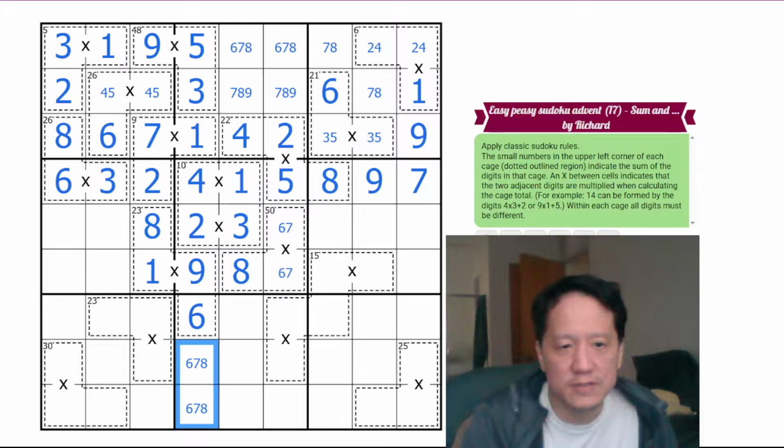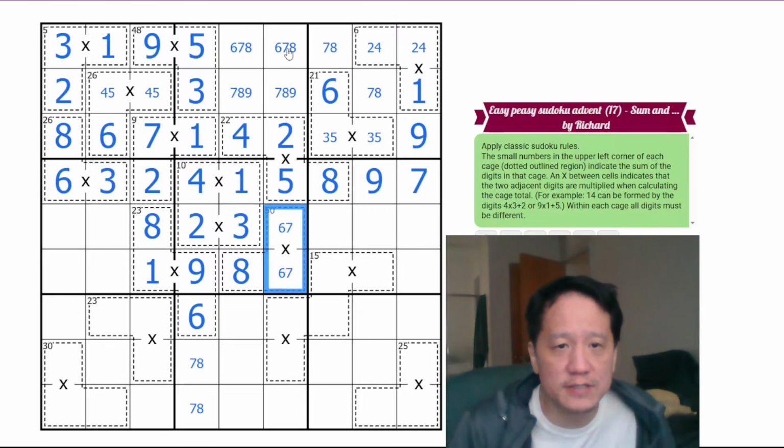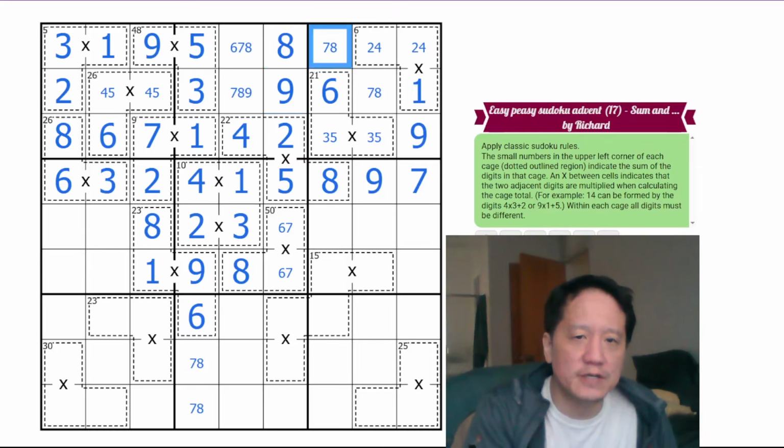So this cannot be 6 here. 6 and 7 eliminates 6 and 7 in the rest of the column. So this can't be 6 or 7. It's 8. This can't be 7 or 8. It's 9. 8 eliminates 8 here, so it's 7, which makes this 8. This 7, 8 eliminates 7, 8 here, so it's 6. This can't be 8 or 9. It's 7.